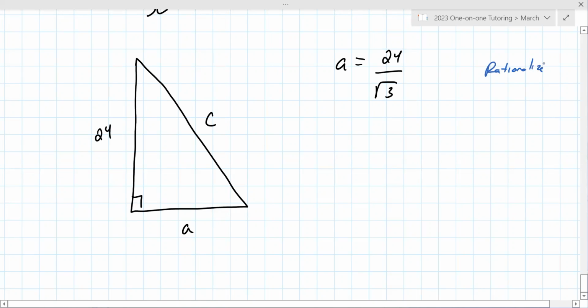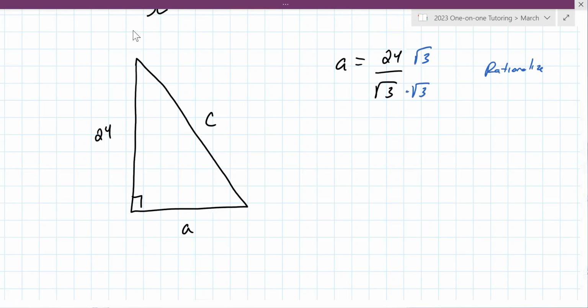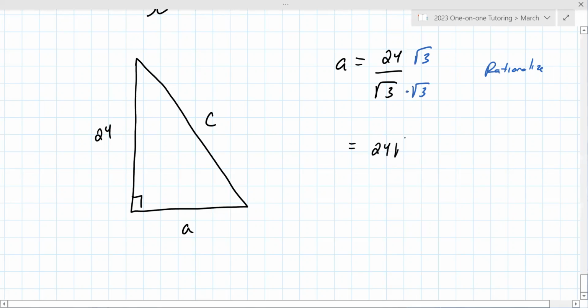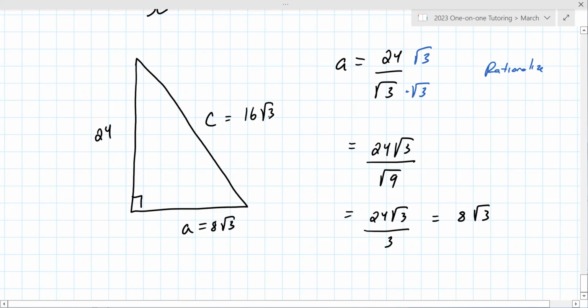I guess would you just have to do it on a calculator in this scenario? Nope, you multiply by the square root of 3 top and bottom. So then that would be 24 square root 3 over square root 9. What is the square root of 9? Square root of 9 is 3, and then 24 square root 3 over 3 is 8 square root 3. Good. And then if you multiply that by 2, that would be 16 square root 3. Good.